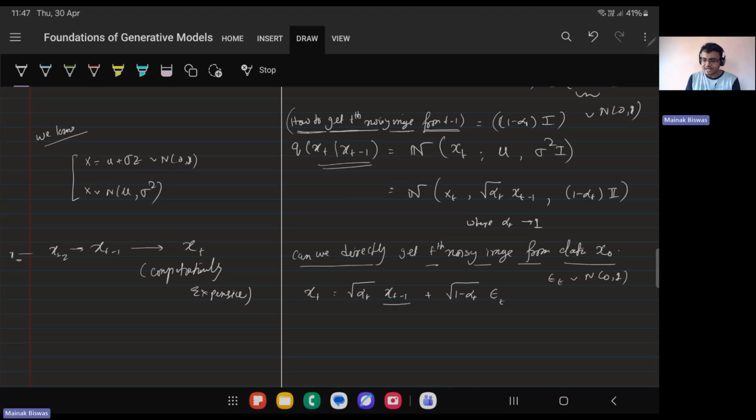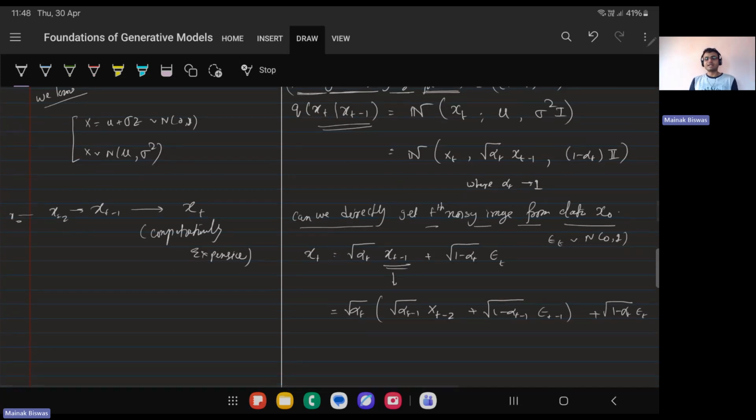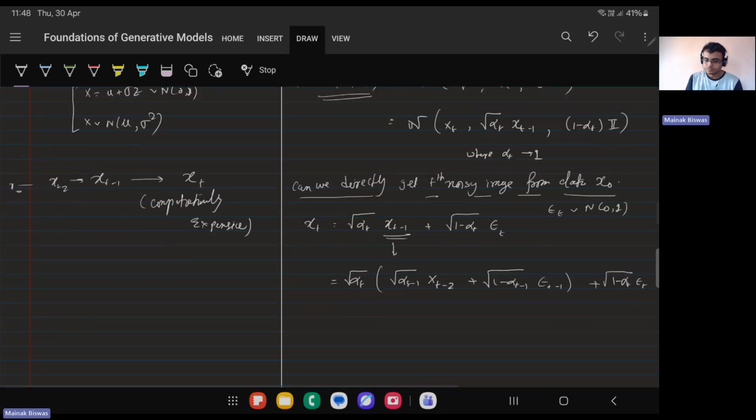So now we know x_{t-1}, I can use induction in the same manner, and I can expand it as root alpha_{t-1} x_{t-2} plus root 1 minus alpha_{t-1} epsilon_{t-1}, right? Plus root 1 minus alpha_t epsilon_t. So this is what I can write in terms of x_{t-2}.